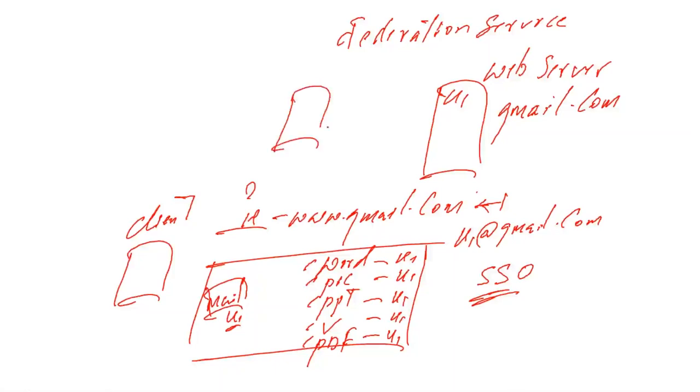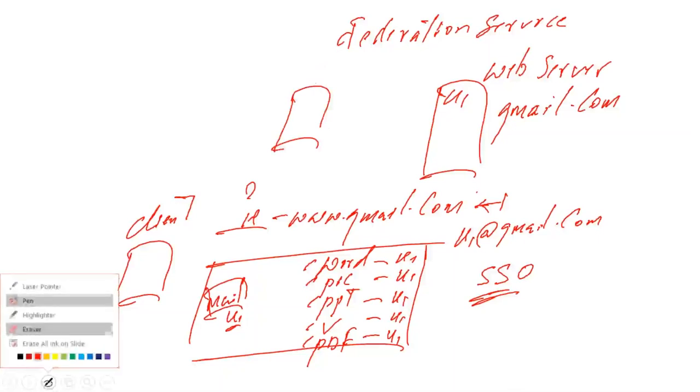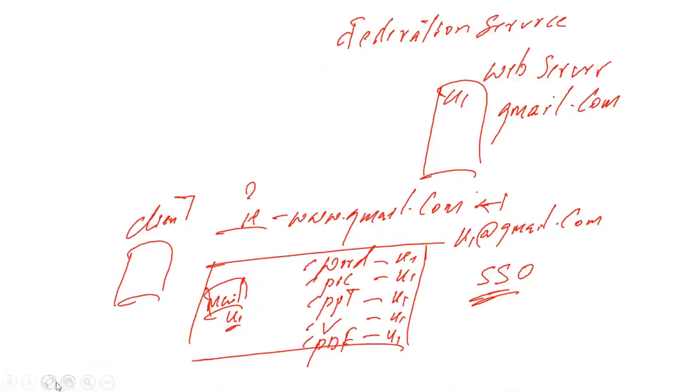So take one separate machine and configure this federation service. Once you configure this federation service, this machine is called a federation server, and we are making the federation server for the Gmail server. So take one machine and configure this machine as a federation server here. Okay. Now this federation server is working for Gmail.